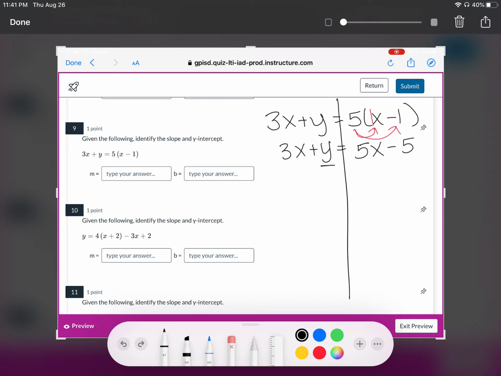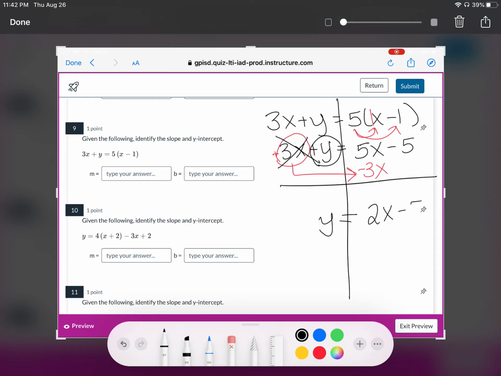Next, our y is already on the left, so we don't have to move it. But that means everything else needs to go to the other side. When I move a positive 3x to the other side, because that's a positive 3, it's going to become a negative 3x. So all we have left on this side is our y. 5 minus 3 is 2, and the minus 5 comes down.